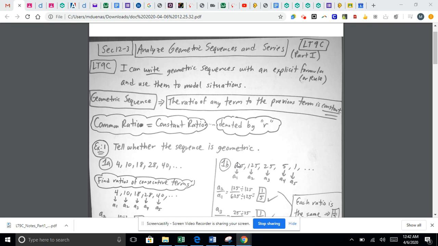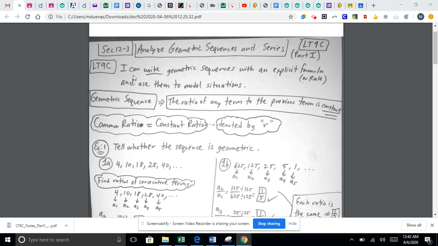Hello students, this is Learning Target 9C. It's on section 12-3 of your books. We're going to analyze geometric sequences and series. This is considered part 1. We're going to go ahead and read our learning target for this week.